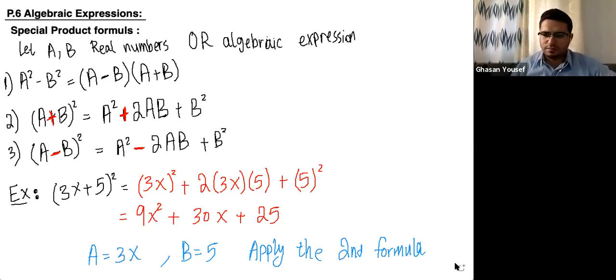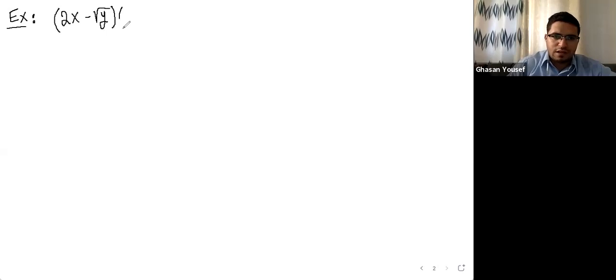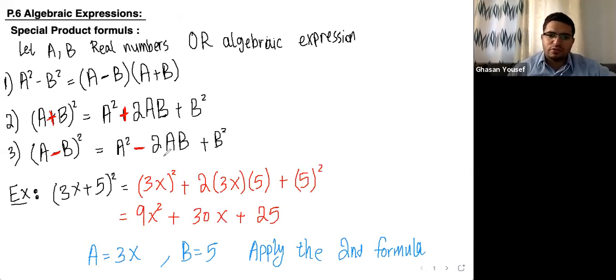Okay, another example. Example number 2: (2x minus the square root of y) times (2x plus the square root of y). Who will do this one, and which formula should I use from 1 to 3?